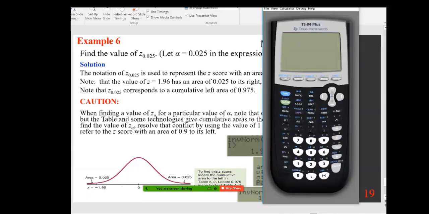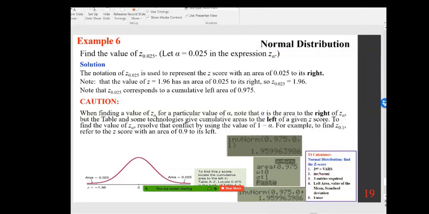And let's turn this on. Clear second variables. We move down to the third one, and we want the area. We decided we have to go with 1 minus 0.025. So 0.975, and it gives you the answer. 1.95996, and it continues for a number of decimals using technology and table. So let's quickly look at the last question.